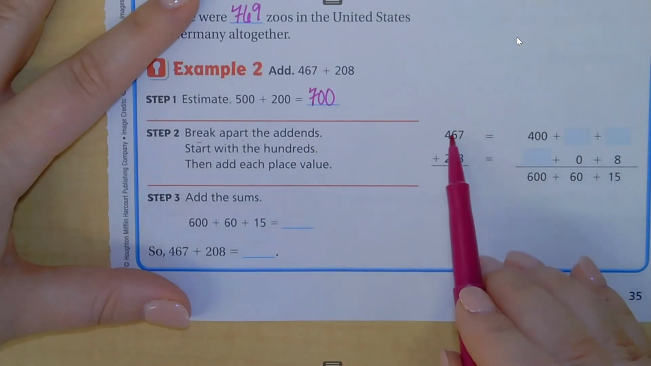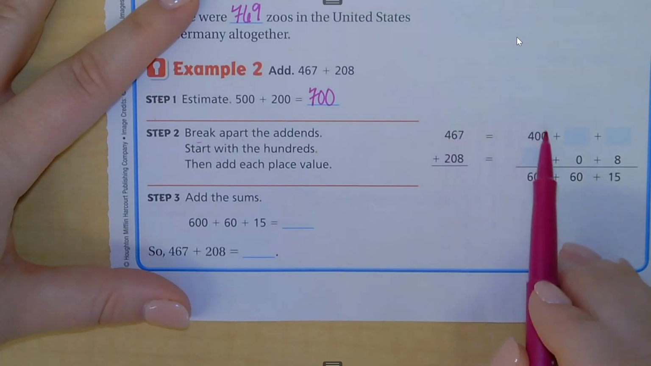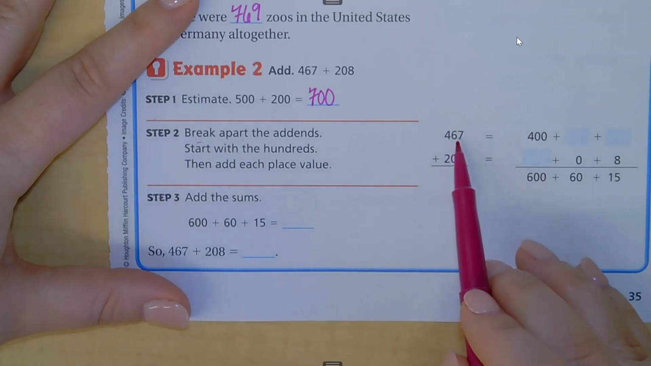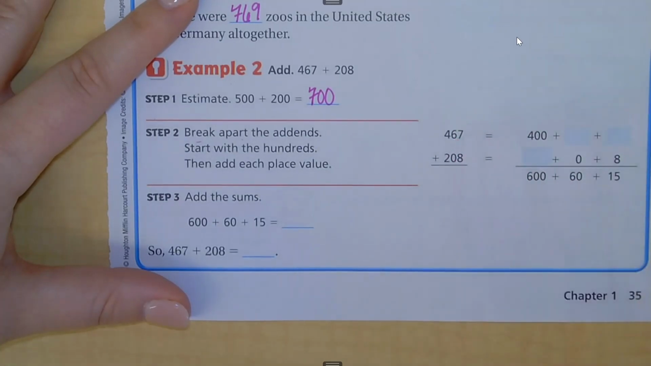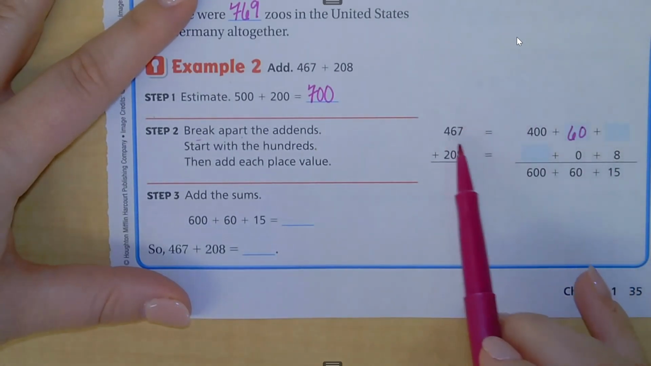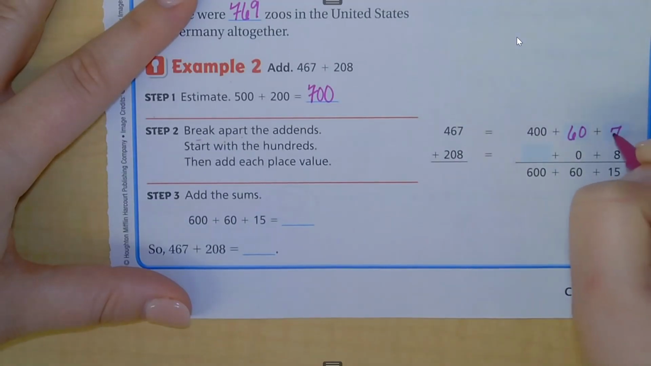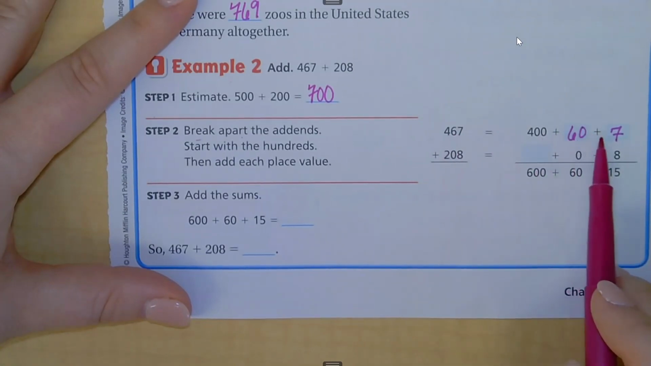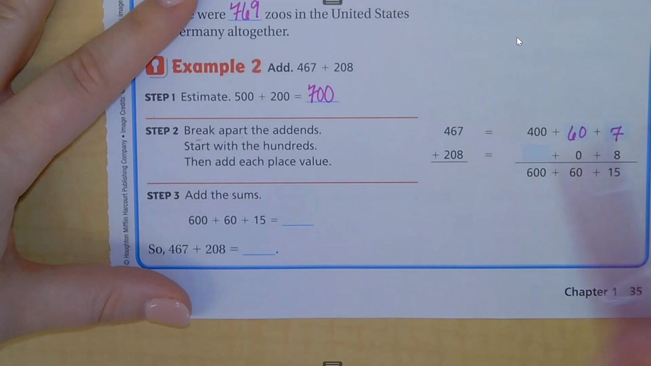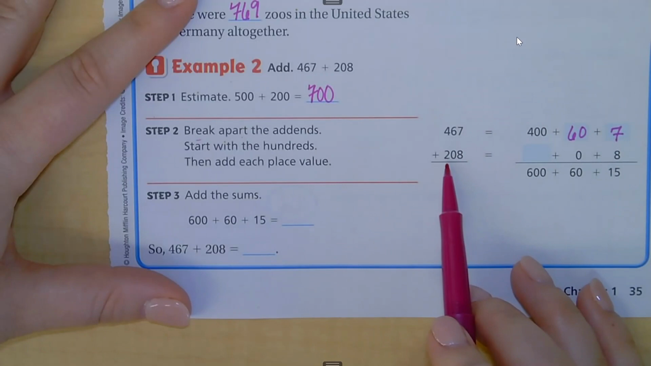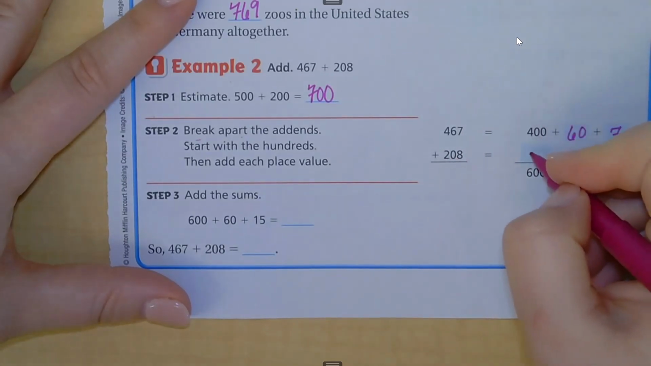467. There's a 4 in the hundreds place, so that value is 400. They've written it for you. Go to the tens. There's a 6 in the tens place. 6 tens equals 60. Okay. Then in the ones place, we have a 7. 7 ones equals 7. So for 467, you should have 400 plus 60 plus 7. 208. There's a 2 in the hundreds place, and 2 hundreds equals 200.